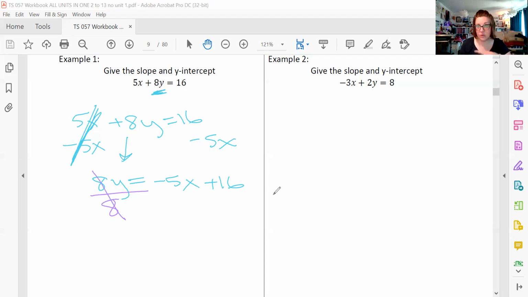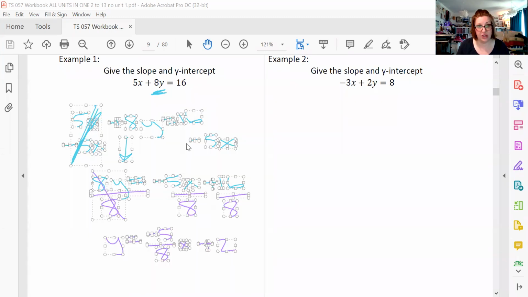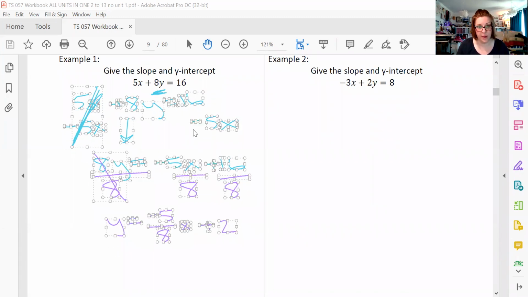Whatever I do on one side of the equal sign, I have to do to the other side. So that means I'm going to divide both of these by 8 as well. 5 doesn't divide by 8, and this is in the slope position anyway, so it makes sense to have a fraction there, because slope a lot of the time is a fraction. But 16 divided by 8, I know that's 2. So I'm going to do that math and make that a 2.